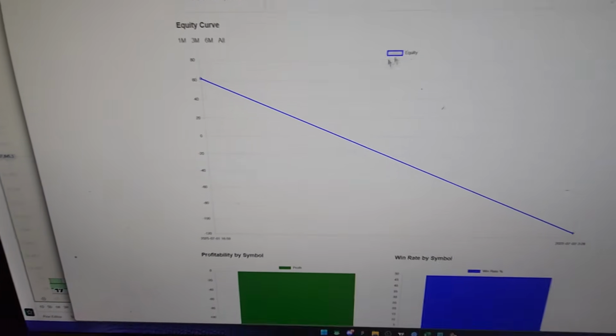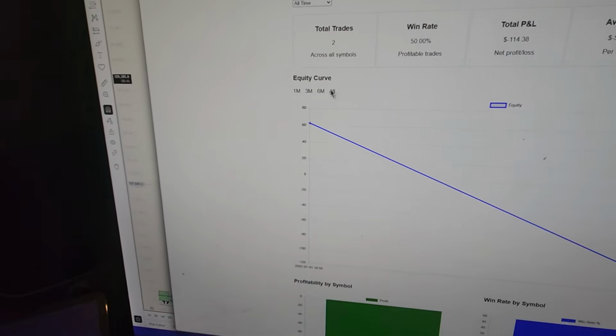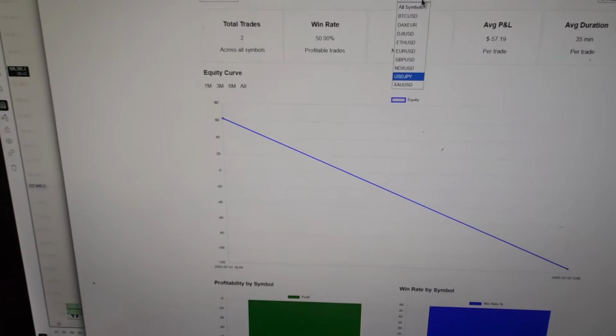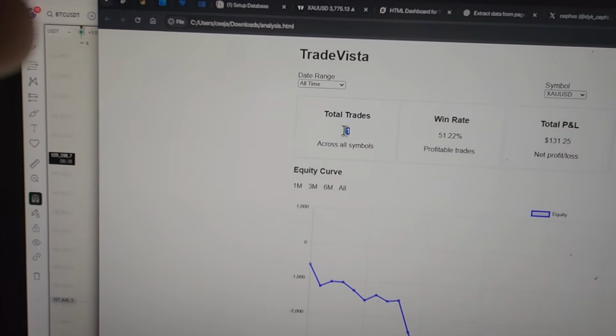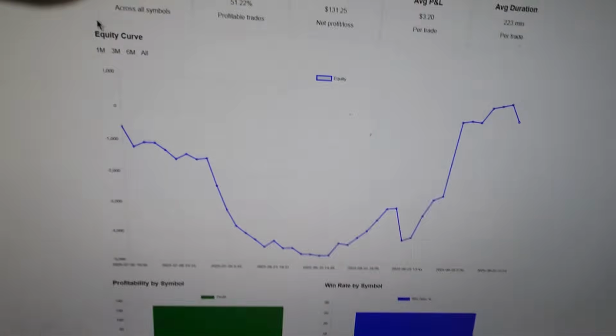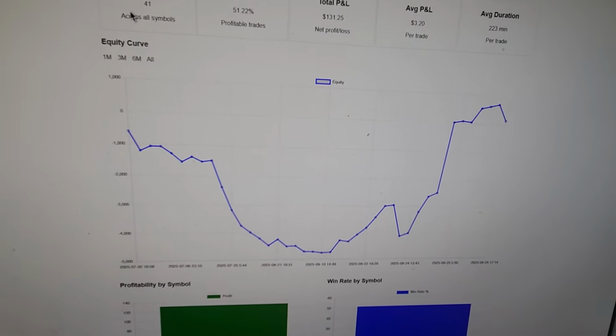If I look at USD JPY, I've not taken a lot of trades on it, right? And it's just one straight line downward. If I look at XAE USD, I've taken a lot of trades on it, 41 trades, right? And these are all live trades, no backtesting nonsense. These are trades that are influenced by real emotions, by my actions.